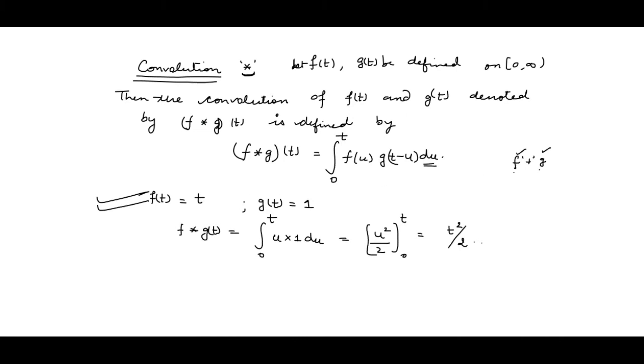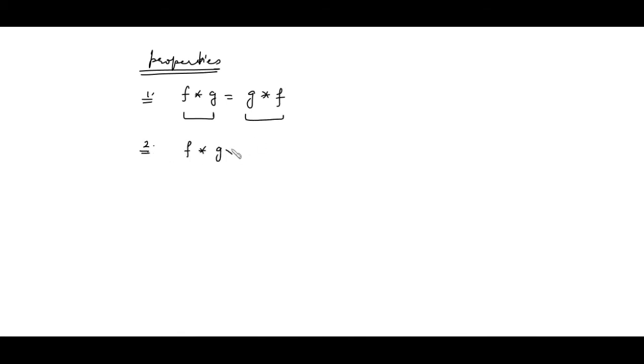Now what are the properties of convolution? The first is that convolution satisfies the commutative property. Either you find f convolution with g or g convolution with f, both are the same. Similarly, it satisfies the associative property, meaning first you find the convolution between g and h and then with f, which is the same as first finding the convolution between f and g and then with h.